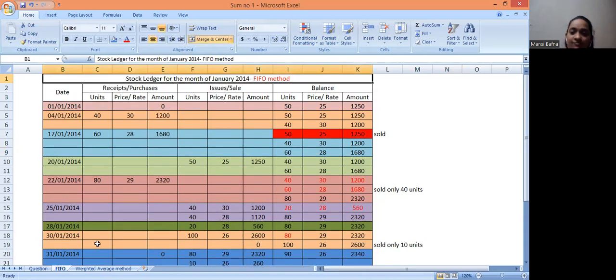The same sum we will be solving using the weighted average method. We will be assigning weights to the units that you have, and you will be solving it using the weighted average method. Okay, I hope this is clear to you all. Let us go further and look at the format of the weighted average method.